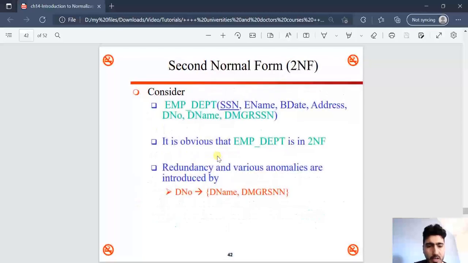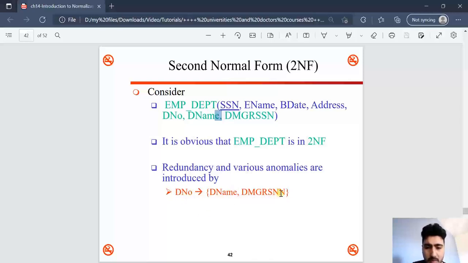Here we have another example. Suppose we have the employee department relation with the following attributes: the SSN, employee name, birth date of this employee, address, department number, department name, and the department manager SSN. Although this relation is in 2NF, there may be redundancy problems introduced by the following functional dependency: the department number determines the department name and the department manager SSN.